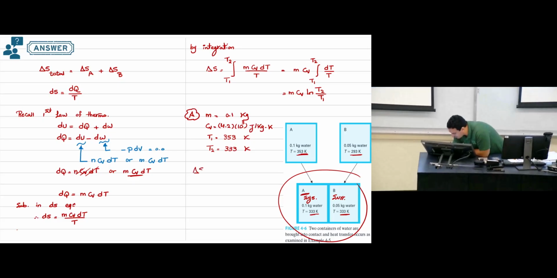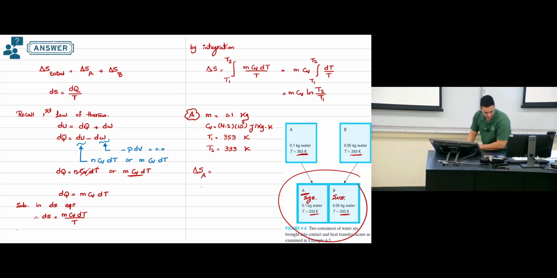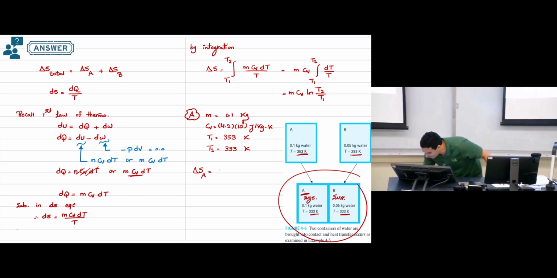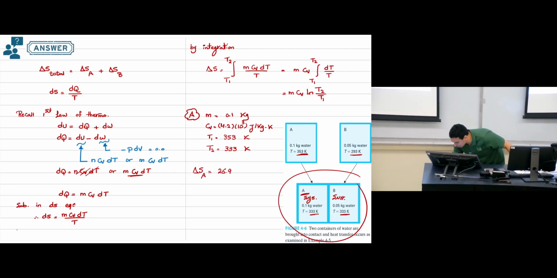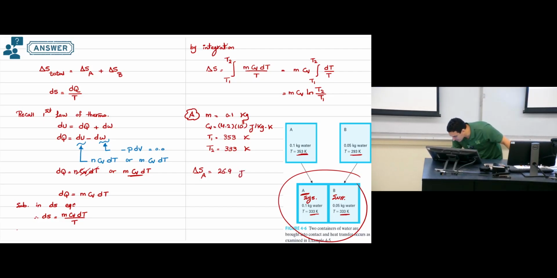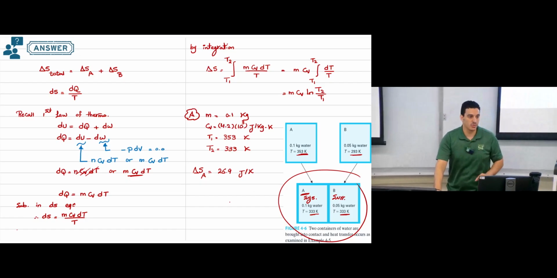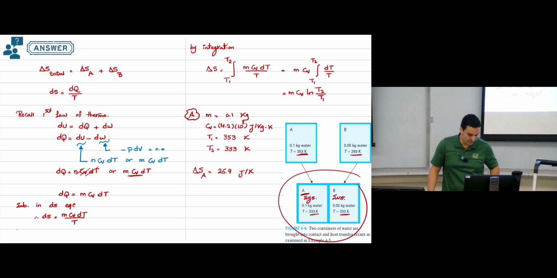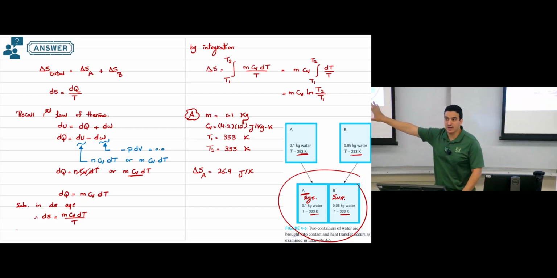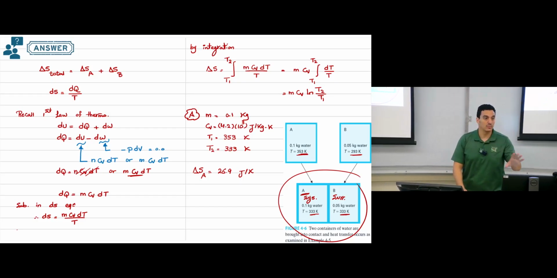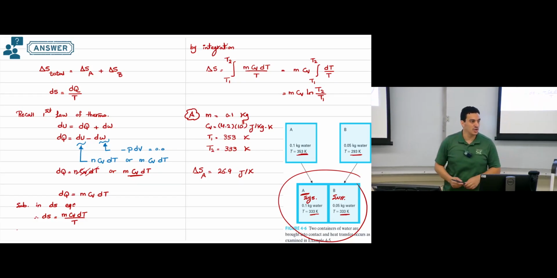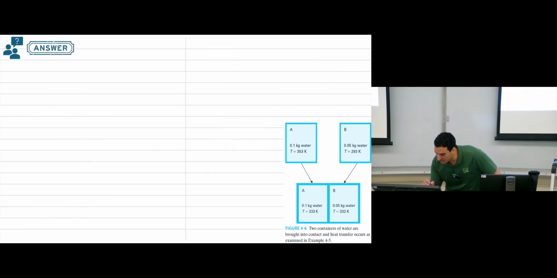Then you can find the entropy change for vessel A, and this one will be 26.9 joule per Kelvin. And this is the first requirement we have. So this is the value of the entropy change of the system. So again, can you consider this value and say the process is spontaneous? No, because we need total entropy change, not system, not surrounding. So now this is what we did for the system. We can go to vessel B.